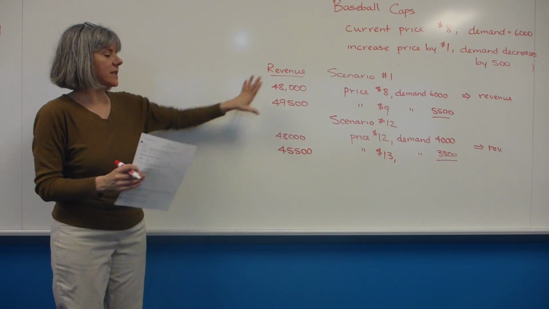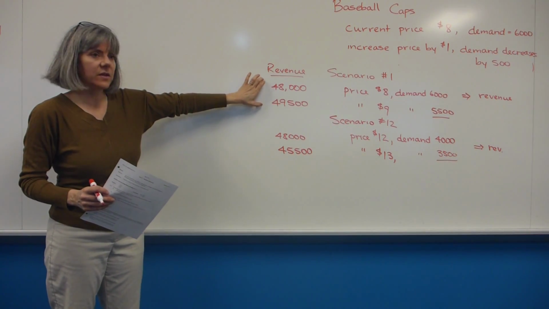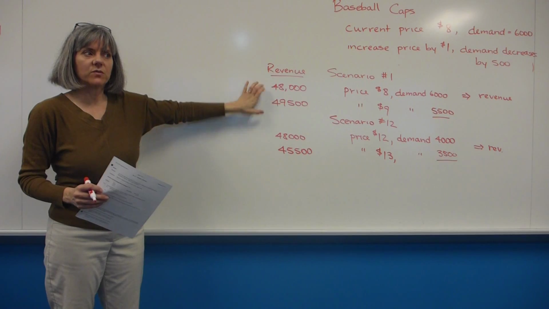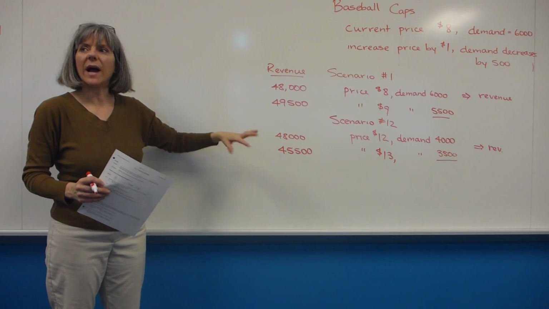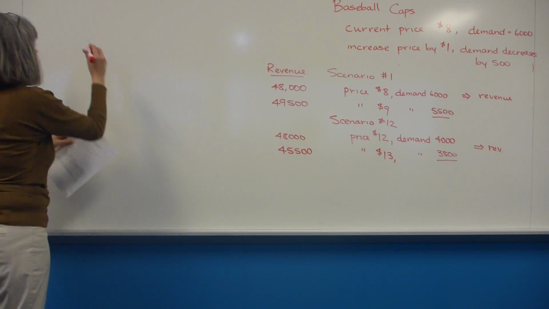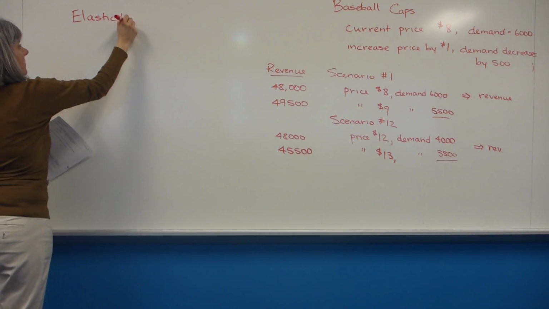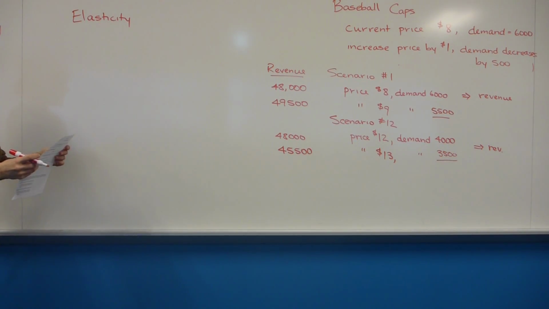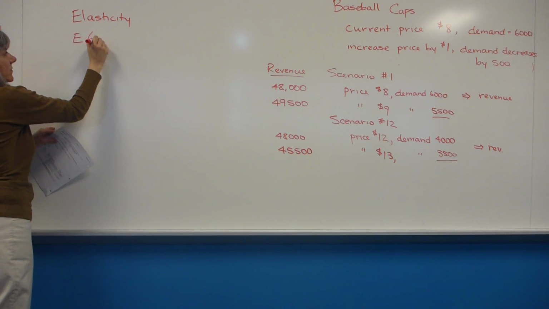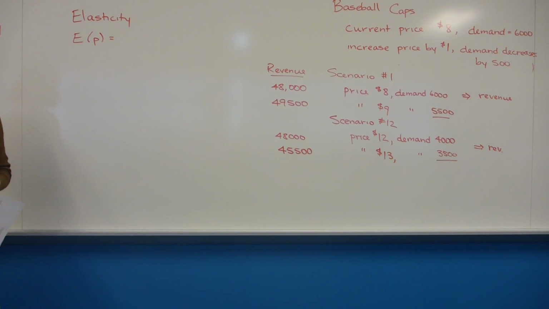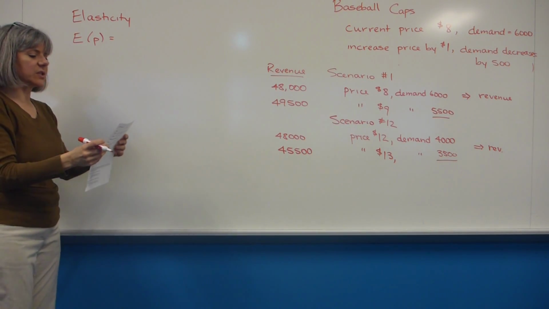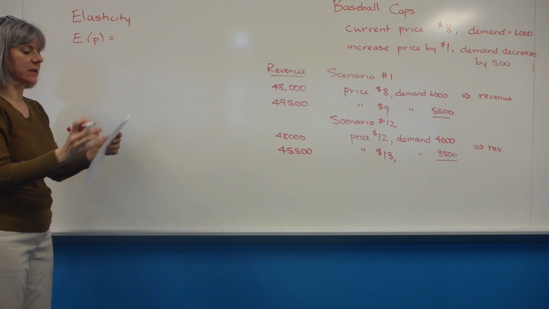All right, so the idea here is that sometimes an increase in price increases revenue, and sometimes it doesn't. And so how do we know when it happens? So that's where we have elasticity. Okay, so elasticity. Elasticity we're going to call E of P. And I gave you the formula where it came from. I mean, what the final formula is. Let me just tell you kind of what it's supposed to mean.